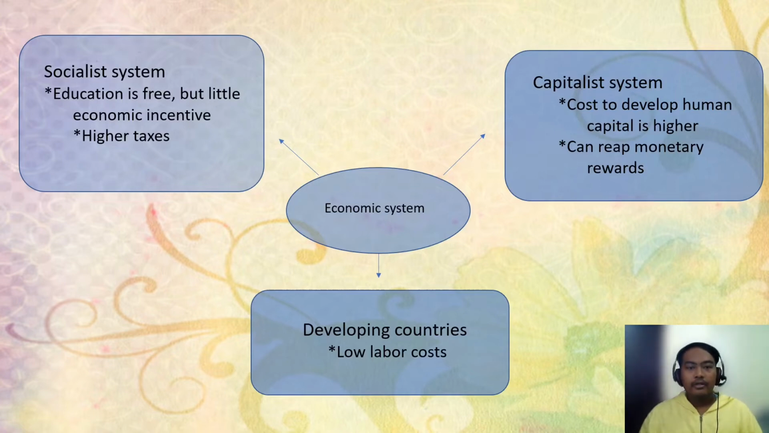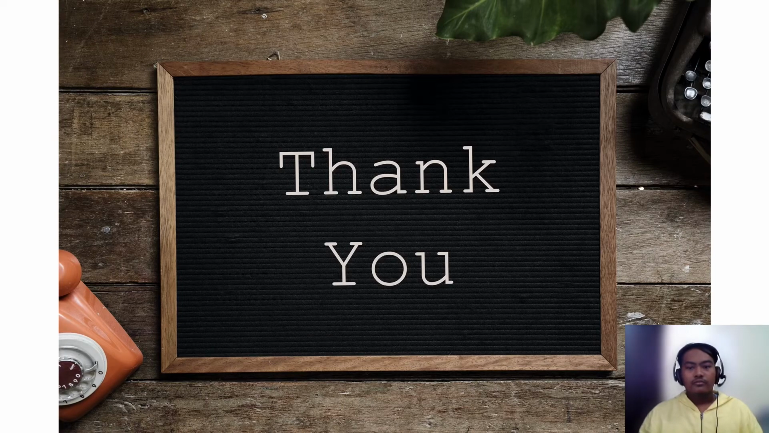And the last point is the economic system. There are three points related to the economic system. Number one, the socialist system, where education is free, but there is little economic incentive and higher taxes. For the capitalist system, the cost to develop human capital is higher and one can reap monetary rewards. And the last one, developing countries, which have low labor cost.